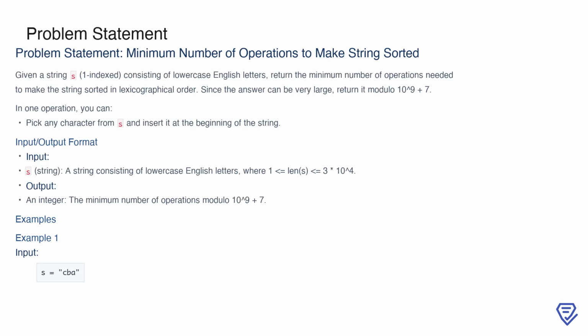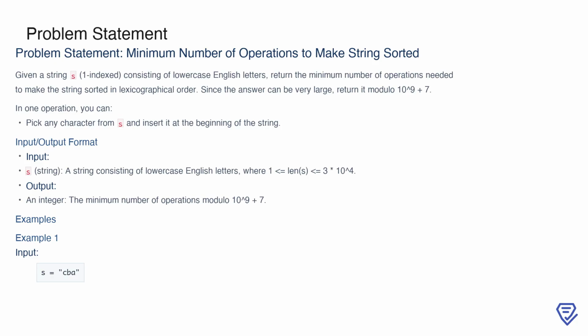The problem we're tackling is to determine the minimum number of operations required to make a given string sorted in lexicographical order. The string, denoted by S, consists of lowercase English letters and is one-indexed. To solve this, we are allowed one type of operation, picking any character from the string and inserting it at the very beginning. The goal is to achieve the sorted version of the string with the fewest such operations.